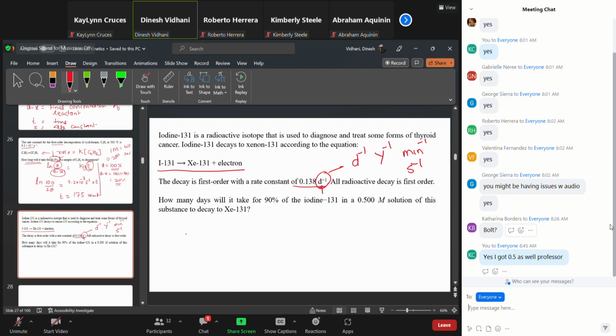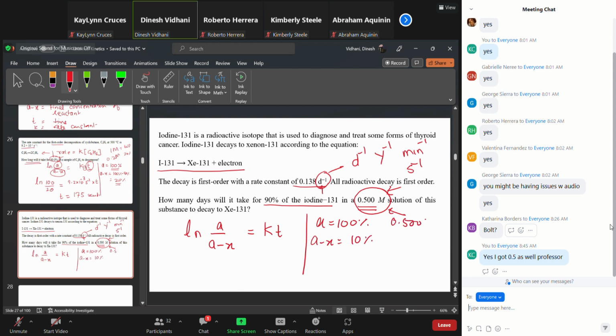Now, what it's asking is, how many days will it take for 90% of the iodine to decompose in a 0.5 molar solution? How do I start? Can I use the same equation? Here I'm given concentration, and that is 0.5 molar. Now, I can take 100% as 0.5 and 90% decomposed, the remaining 10%, as 0.05. But instead of doing that, I can take the simple percentage. So I can take A as 100% and A minus X as 10%. It is the same thing as having 0.500 molar as 100% and 0.0500 molar as 10% remaining. The ratio is going to be still the same.